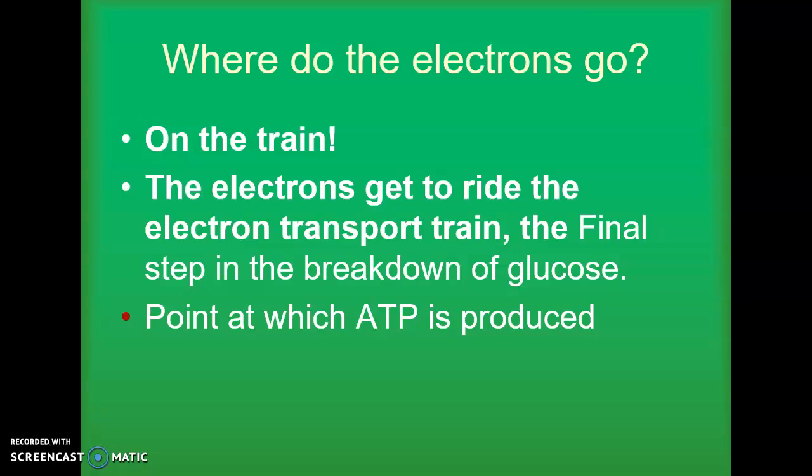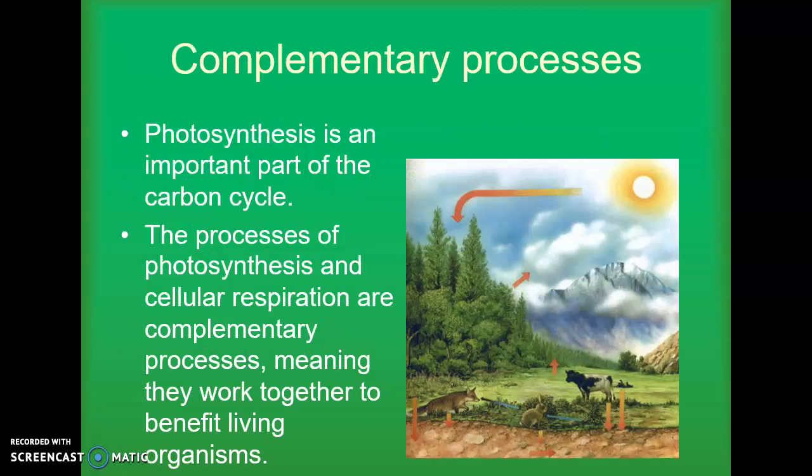Okay, so we're going to just kind of skip through this. This gets a little bit more in depth again. Okay, and then these are the complementary processes. It's that cycle, right? So photosynthesis is an important part of the carbon cycle. The carbon cycle would be this idea of carbon in nature. We're thinking about this as photosynthesis and cellular respiration, but this is basically how life continues on, right? The processes of photosynthesis and cellular respiration are complementary. They work together, they keep everything alive.